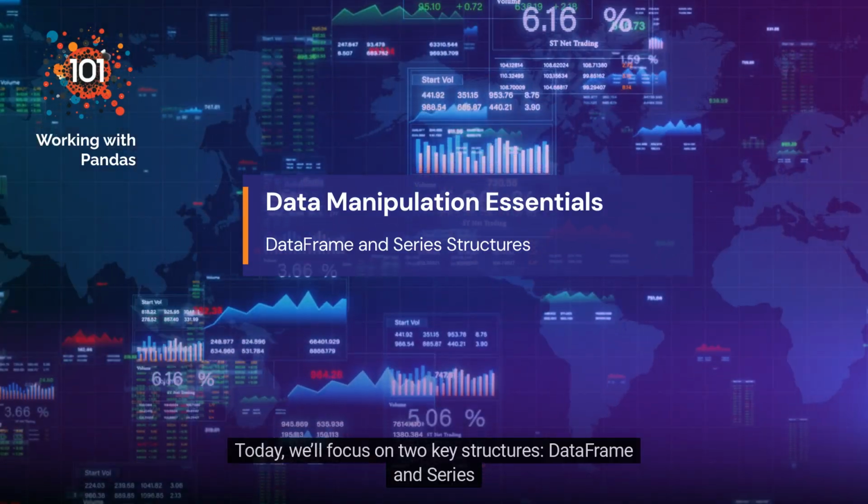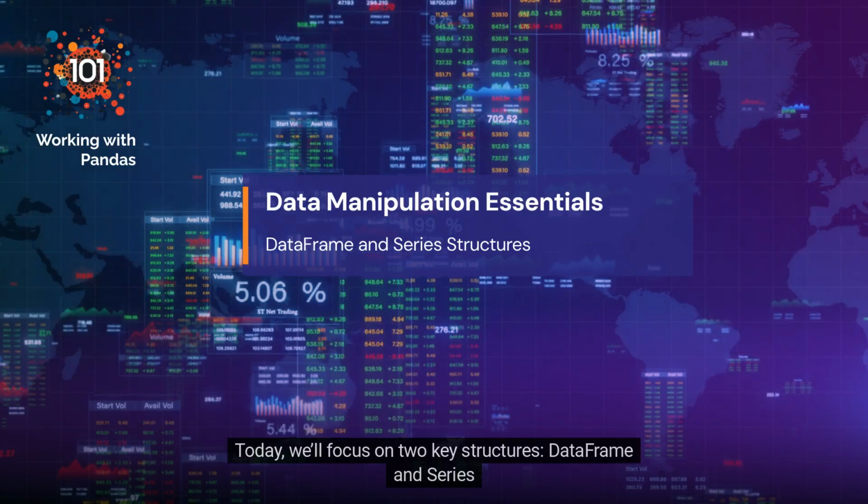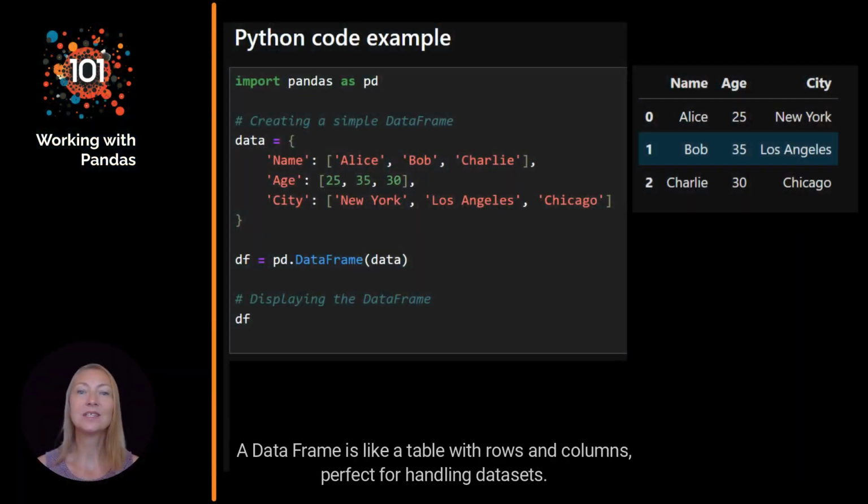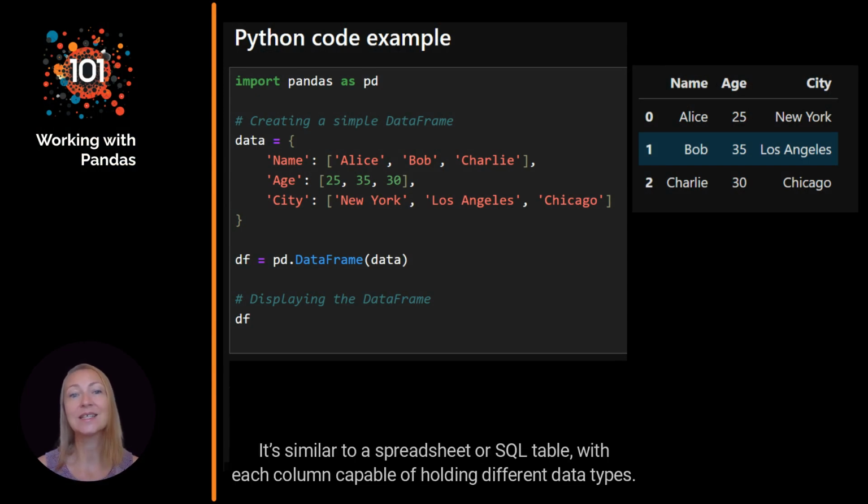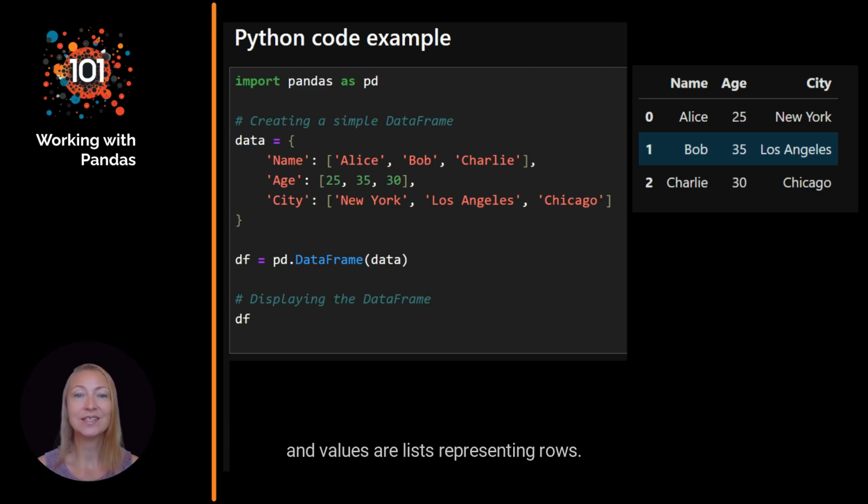Today we'll focus on two key structures, DataFrame and Series. A DataFrame is like a table with rows and columns, perfect for handling datasets. It's similar to a spreadsheet or SQL table, with each column capable of holding different data types. In the example in this code, we create a DataFrame from a dictionary where keys represent column names, and values are lists representing rows. Pandas makes it super easy to organize and display data.